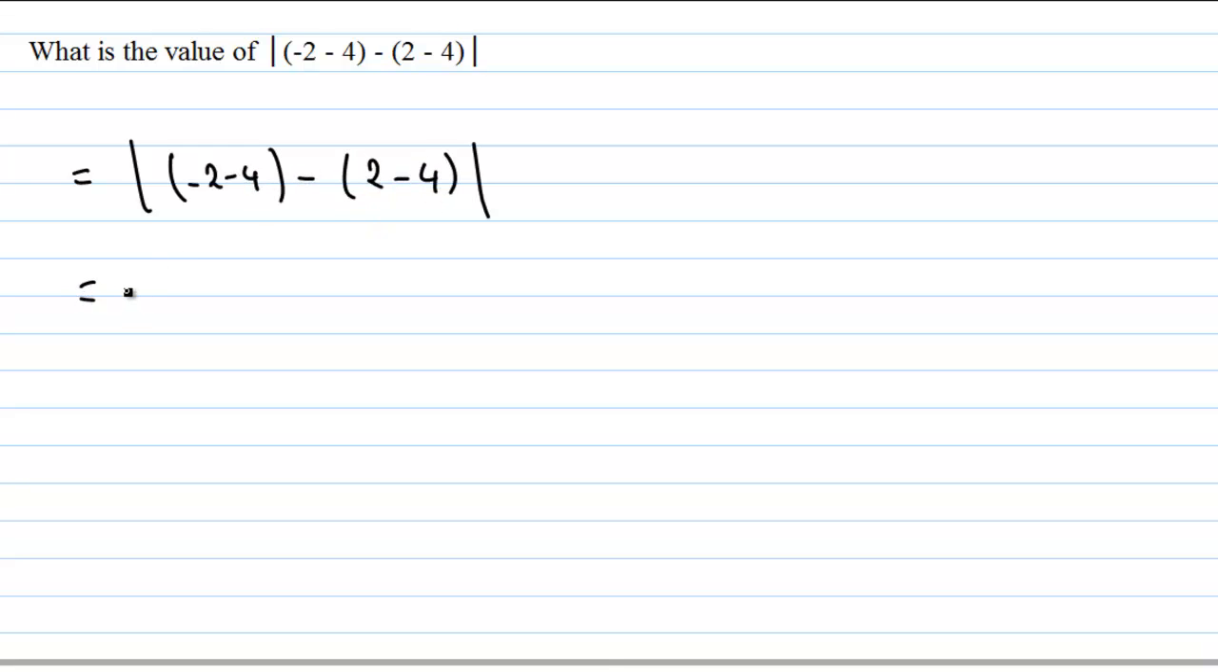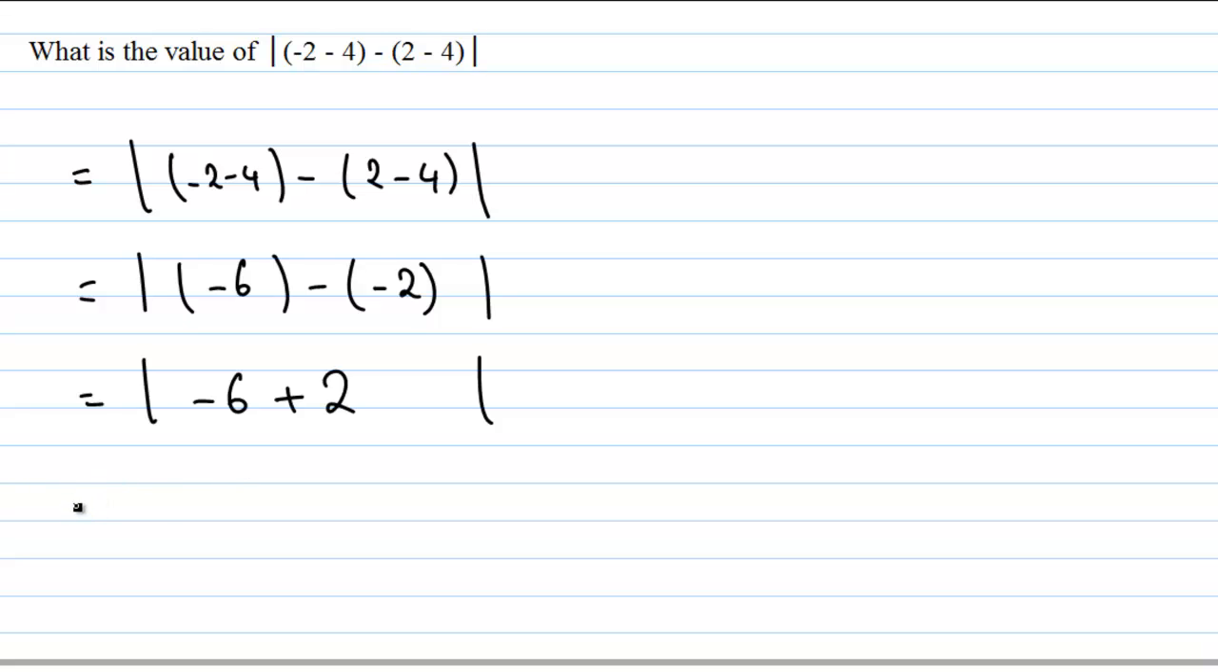First step, work the brackets out. Simplify this one: -2 minus 4 is -6. 2 minus 4 is -2. Keep the absolute value and then simplify. We have -6 here. Here, minus minus changes to positive, right? Negative times negative is positive, so this is +2. Simplify further: -6 plus 2. What's -6 plus 2? -4. Very simple.